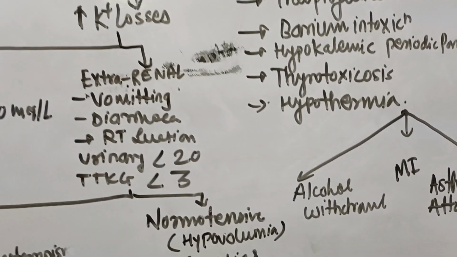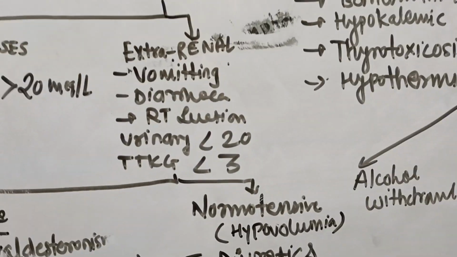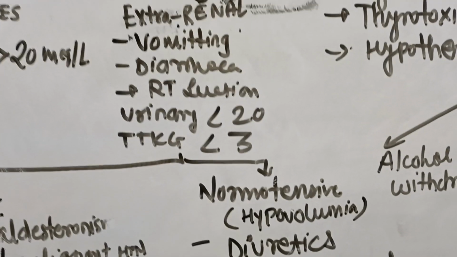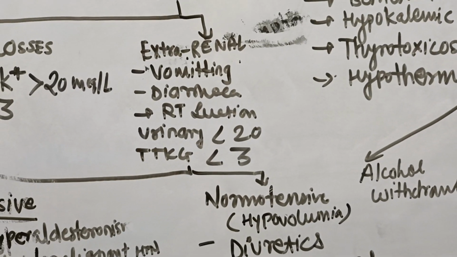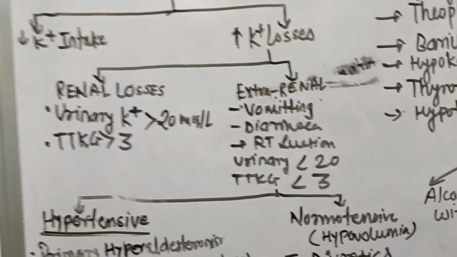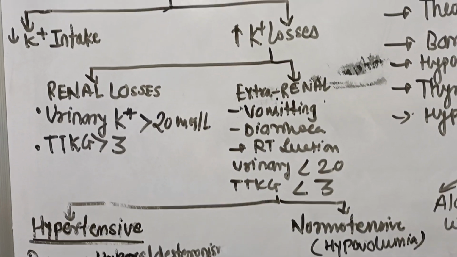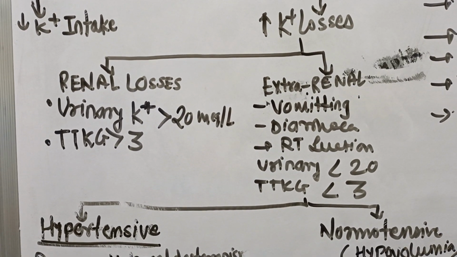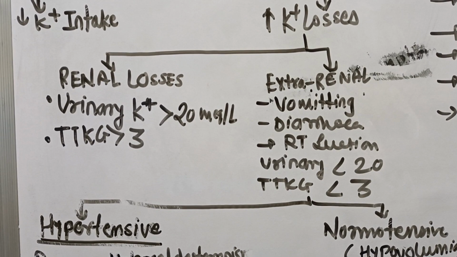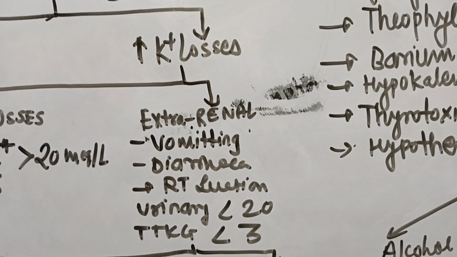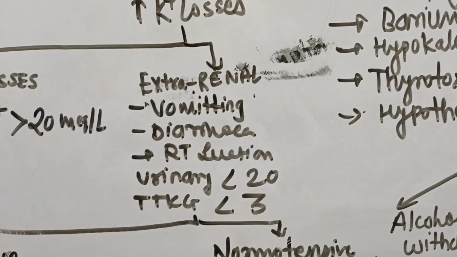When there are extra renal losses, causes are vomiting, diarrhea, then RT suction, which is commonly done in ICU, or urinary potassium less than 20 and transtubular gradient less than 3. This is the difference between renal losses and extra renal losses. In renal losses, urinary potassium is more than 20 and transtubular gradient is more than 3, while in extra renal loss, urinary potassium is less than 20 and TTKG is also less than 3.